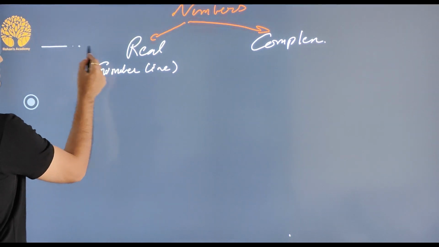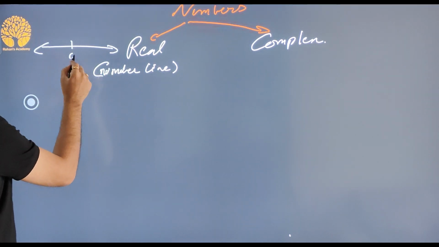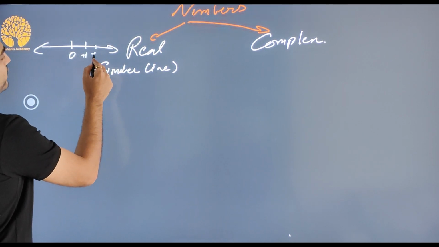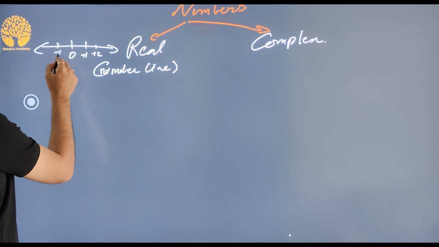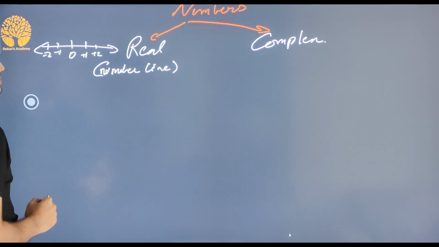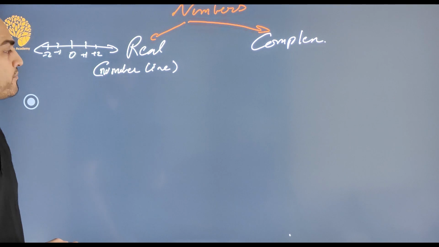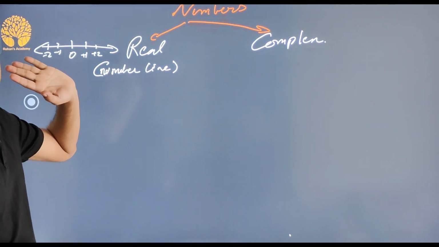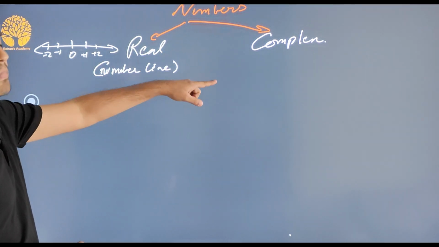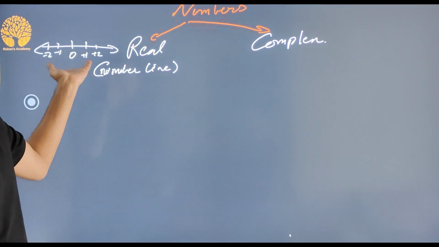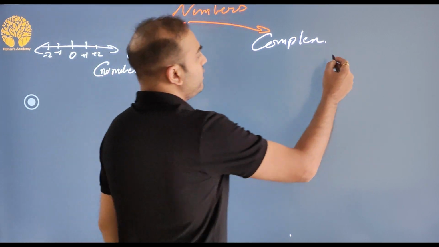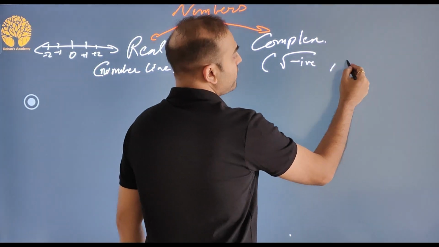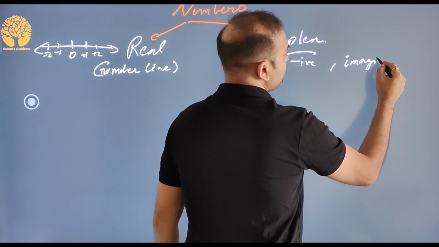What is a number line? This one, middle value is 0. If I go 1 to the right, the value increases by 1. If I go to the left, value decreases by 1 and so on. So any number that can be represented on this number line is classified as real number. Complex numbers are automatically not on number line. These are imaginary numbers.